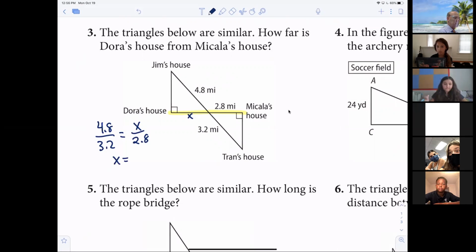I got x equals 4.2 miles. X equals 4.2 miles. Very, very good. Is that the final answer? Jackson, do you agree? Anybody else agree or disagree online?